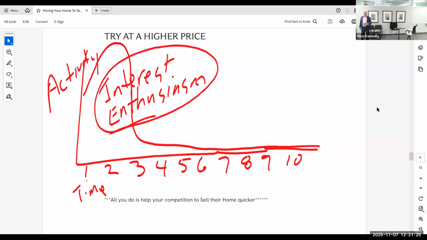So you want to try it at a higher price. And remember, we're talking market value. We've already established that the lenders are going to be looking at your house and comparing it to other valued properties that have sold, right? They're not going to compare it to the current active listings that haven't sold, that have been in the market for 90 days.